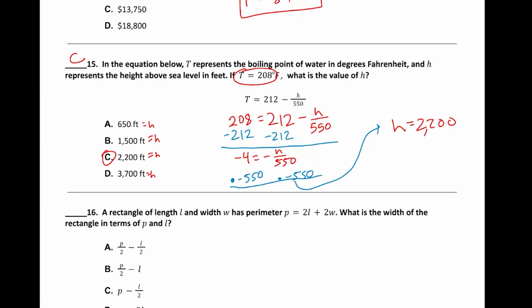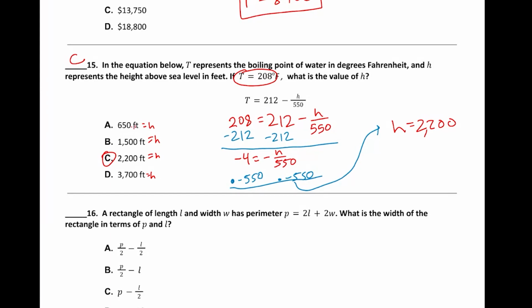So for example, if I try 650 and I do 212 minus 650 over 550, this is something you'd throw in the calculator. Let's just see what that is just for fun here. That's going to be 210.81. That is not the same as 208. So we know the answer can't be A. And you can test all the answer choices one at a time that way. So just make sure you're aware that that is a legitimate strategy for trying to get some of these right. It won't work for every single problem, but if it does work, you might as well use it.